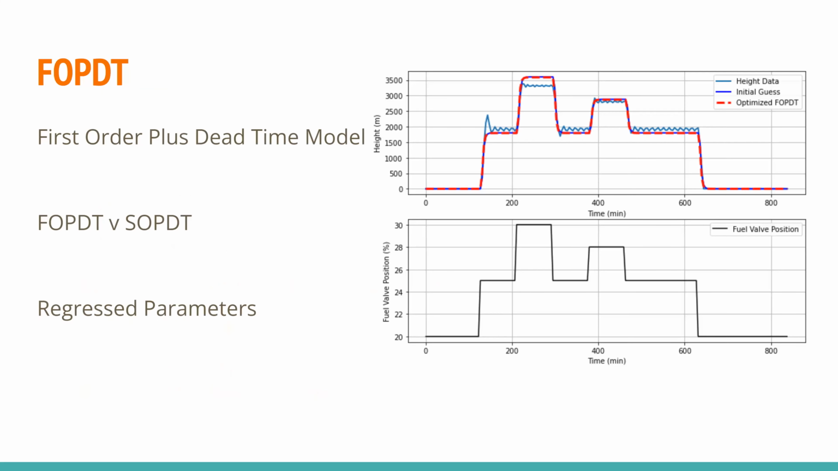So in order to do this, we first started by doing a series of step tests or doublet tests to have some data to fit an FOPDT to, which is a first order plus dead time model. I ran an FOPDT and I also decided to run an SOPDT, which is a second order plus dead time model, just to see which would fit better. We ultimately decided that the FOPDT would fit our data better in this situation, so that's what we went with. We then regressed parameters for both of the actuators, being both the fuel gas valve and the balloon vent valve, to be able to use those both well.